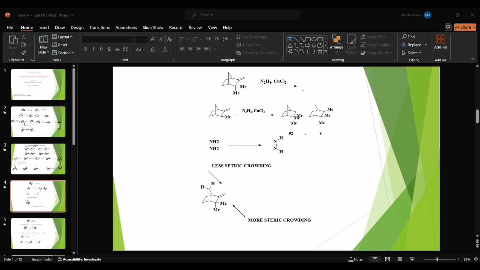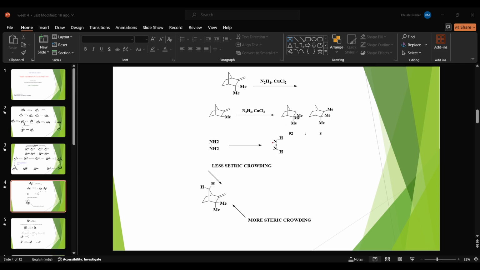Then for any kind of SN2 reaction, what will happen? The nucleophile will attack the corresponding sigma star of the carbon and halogen, the X group, the leaving group, and it will be attacked from 180 degrees. That's why the leaving group has to be present on the back side. Then only the rearrangement will happen.